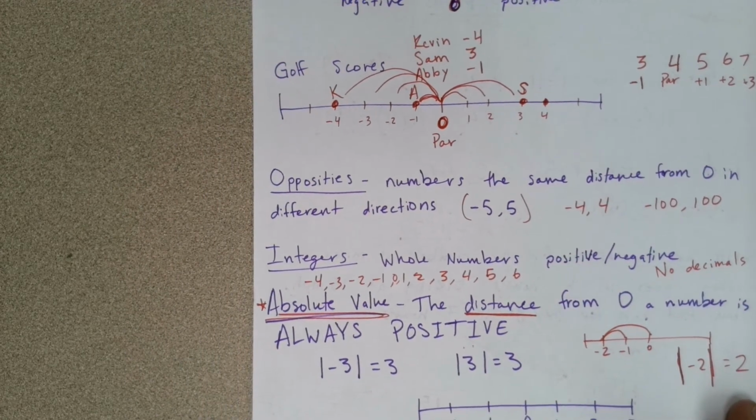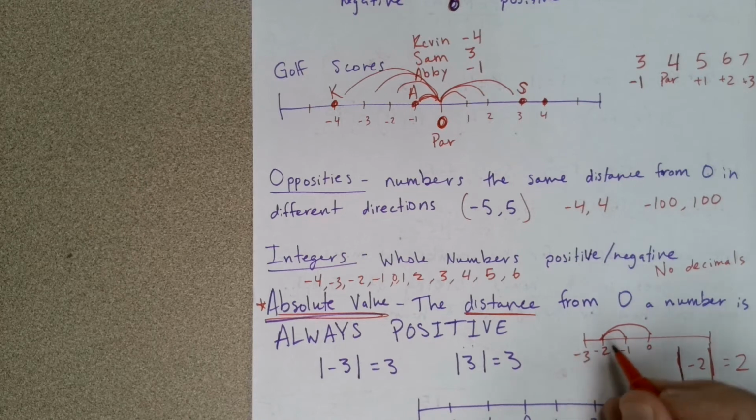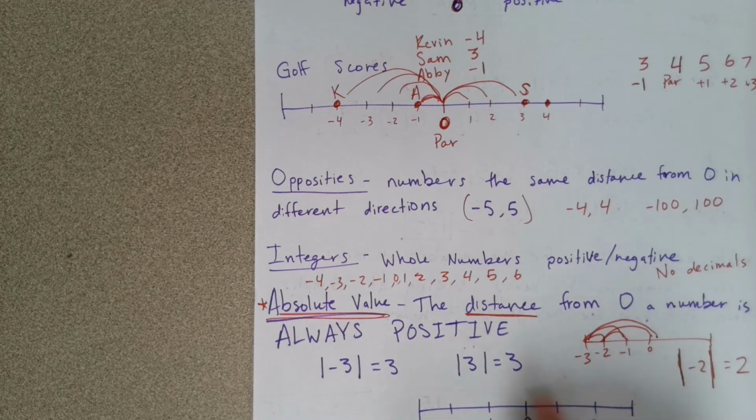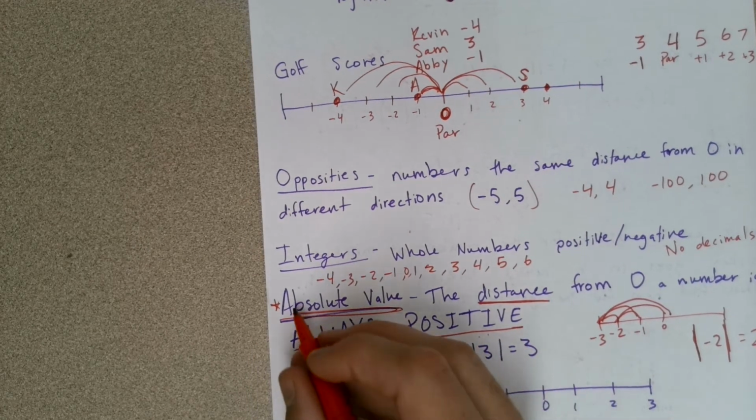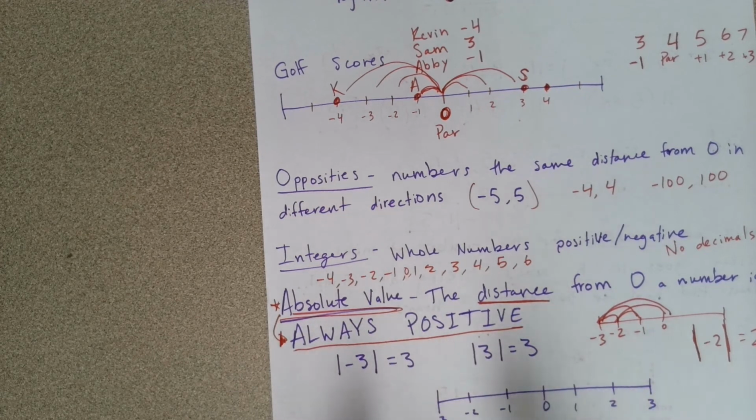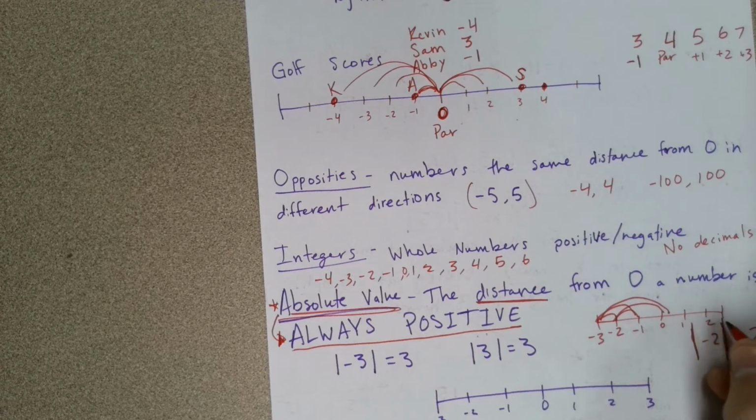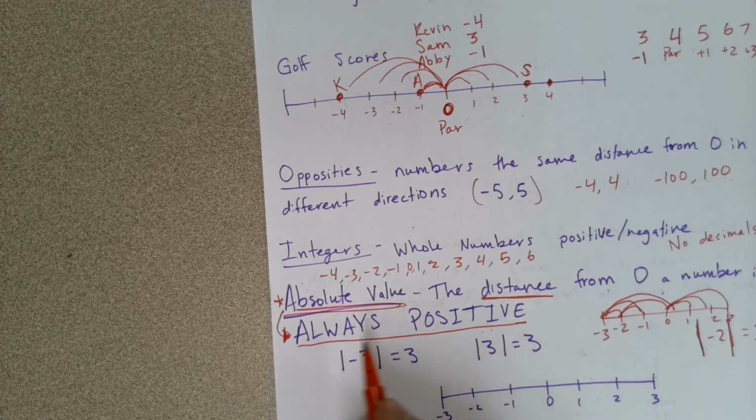This is a simple idea, but it can be confusing why it makes sense. The absolute value of -3 is 3, because it is 3 jumps away from 0. These are going to be always positive. The absolute value is always positive. That's my big takeaway that I want you to get from this. The absolute value of -3 is 3. The absolute value of 3 is also going to be 3, because it's also 3 jumps away. All right, so that's the big thing that I need you to know about absolute value: always positive.